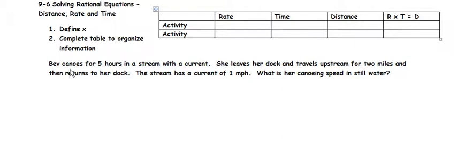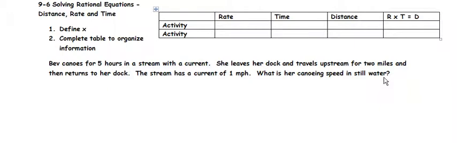So we have Bev, who likes to canoe, is taking a 5-hour trip in a stream that has a current. She leaves her dock and travels upstream for 2 miles and then returns to her dock. The stream has a current rate of 1 mile per hour. What is her canoeing speed in still water?